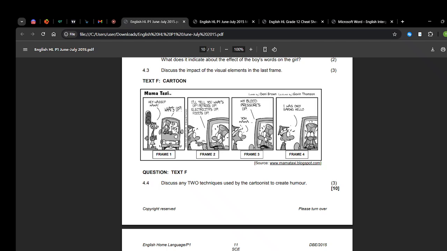But back to what I was saying. So these sweat lines coming from the face of the woman show that she's agitated or angry, which creates humor because that is not reciprocated by the boy.